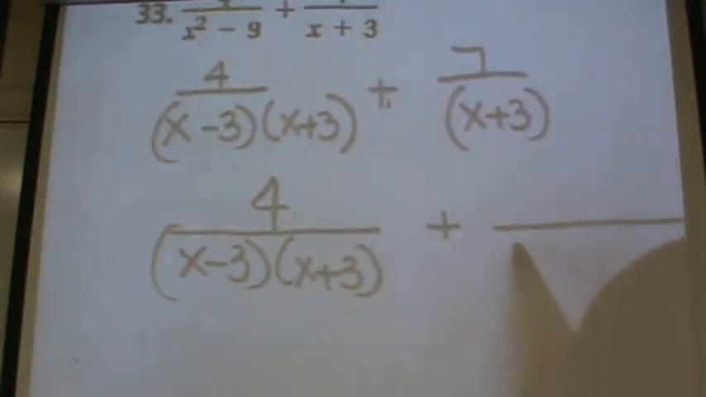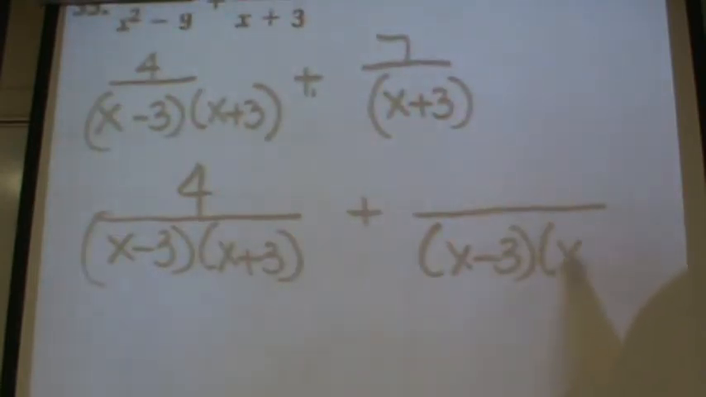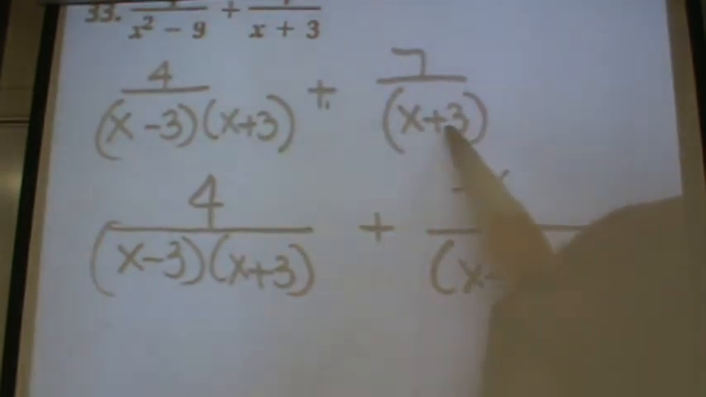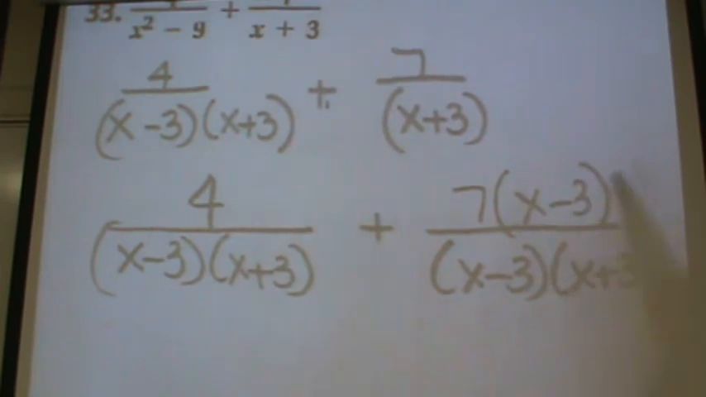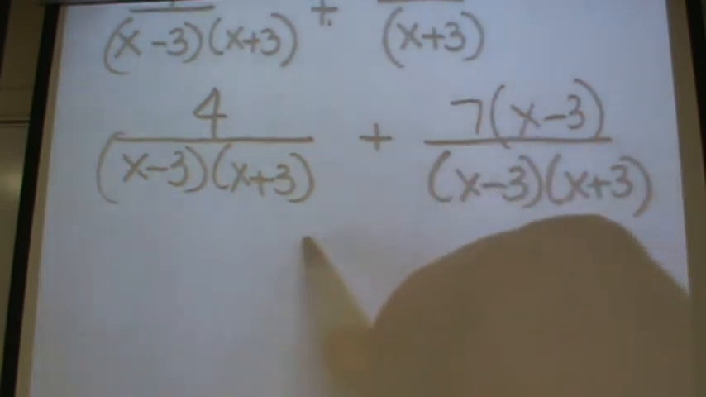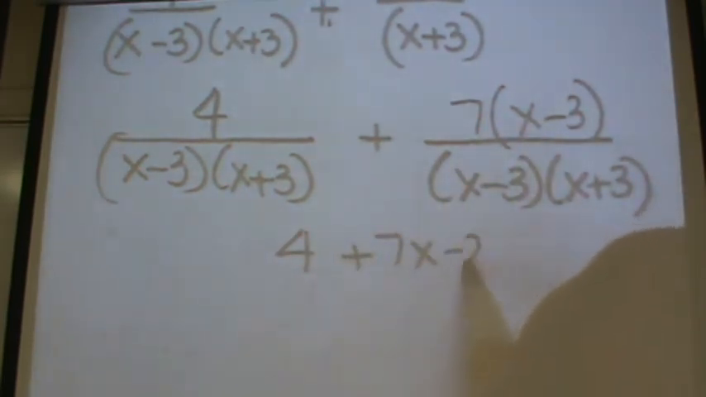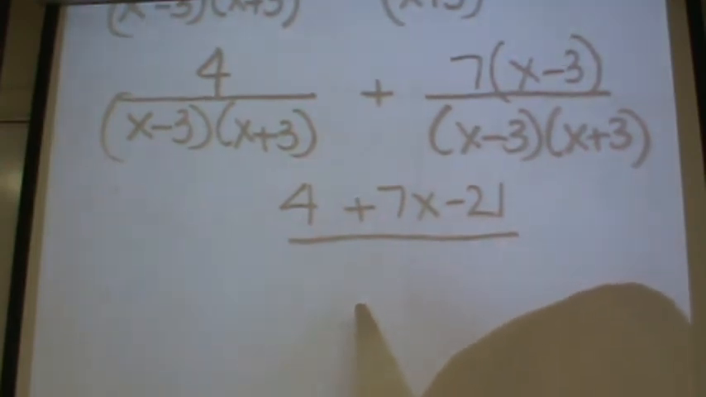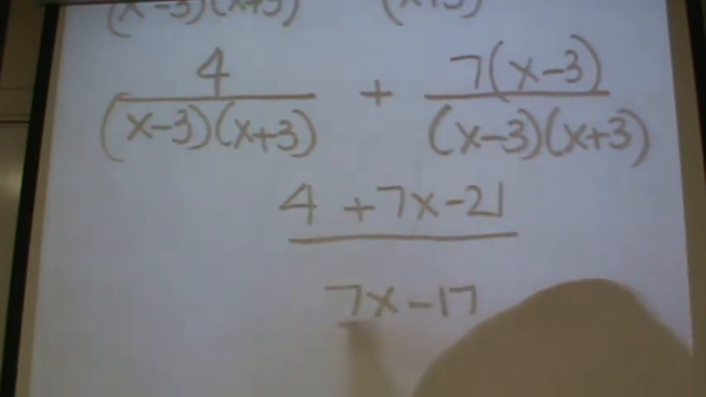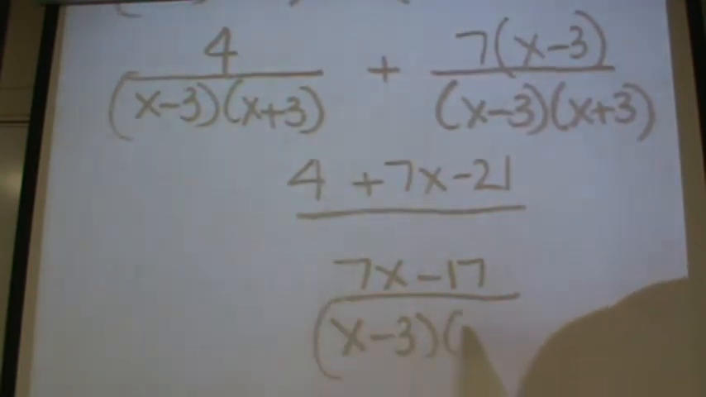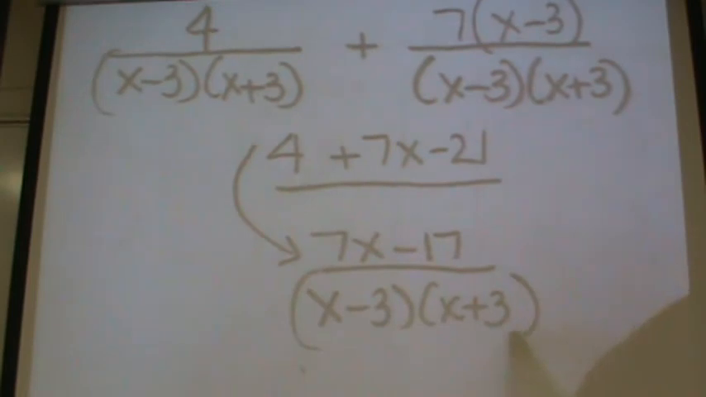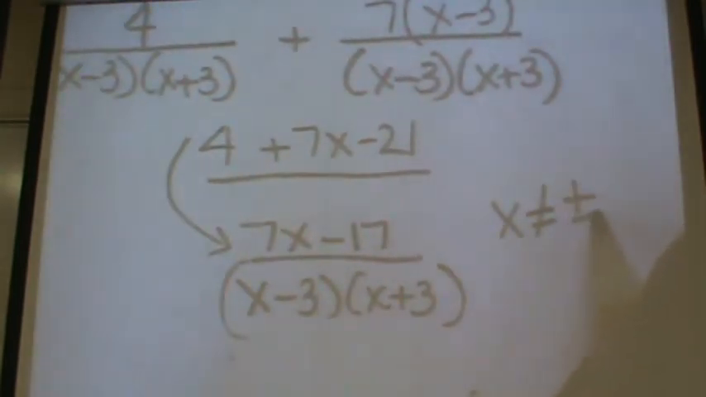So what do we do here? Someone tell me. Multiply by x minus 3. We're gonna take 7 and multiply it by what? We have the x plus 3, we need the x minus 3, right? So what do you have on top? 4 plus 7x minus 21. So 7x minus 17, or you could write 7x minus 17 over x minus 3, x plus 3. There's nothing you can do. What's the restrictions?